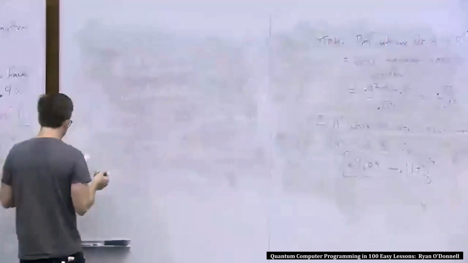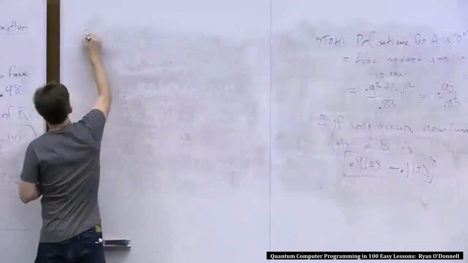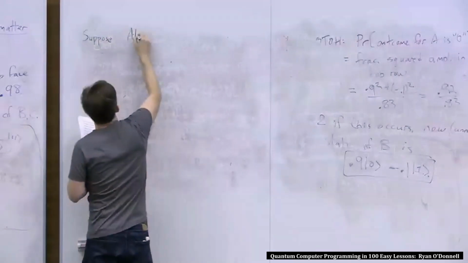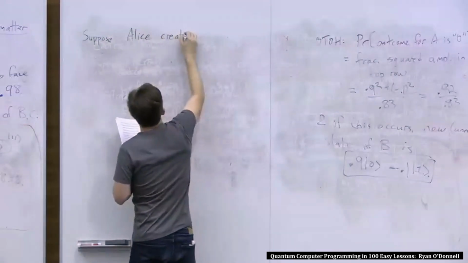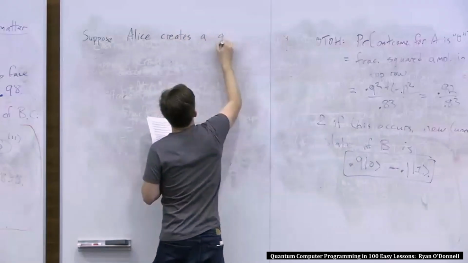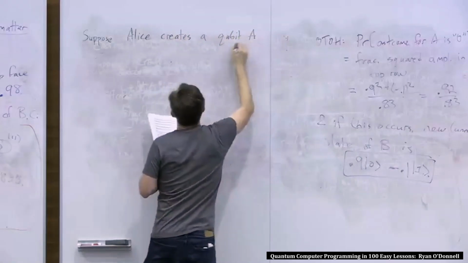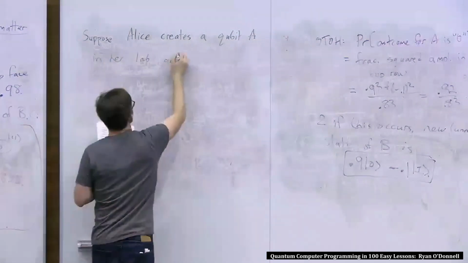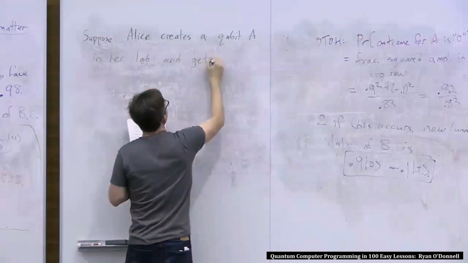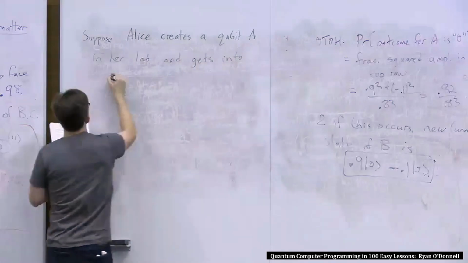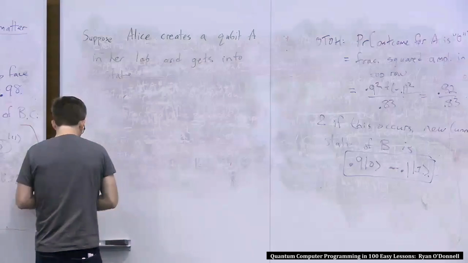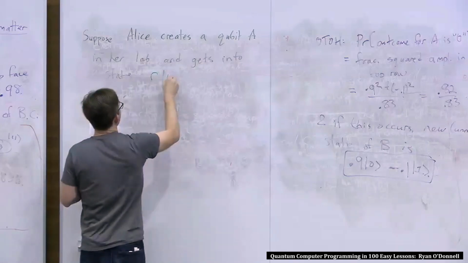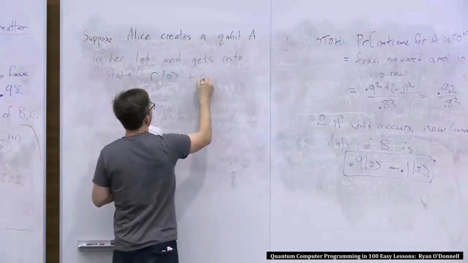So new topic, newing qubits. Let's suppose that a person called Alice creates a qubit A in her lab and gets it into a certain state: R amplitude on 0 and S amplitude on 1.